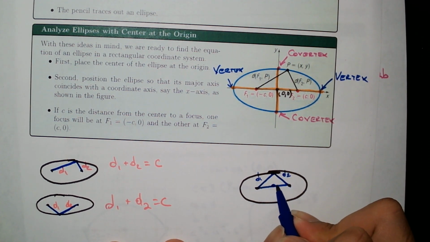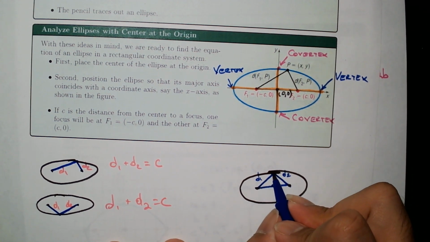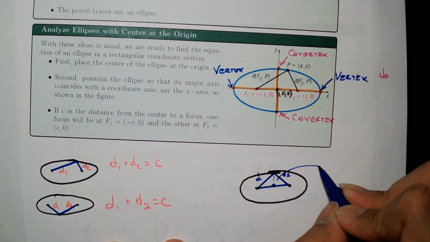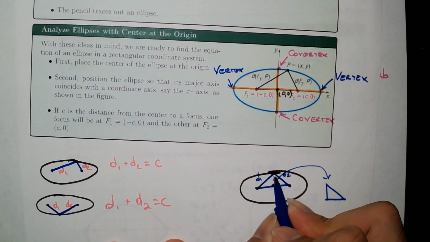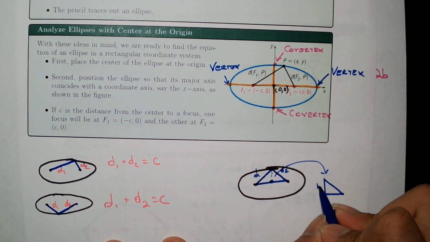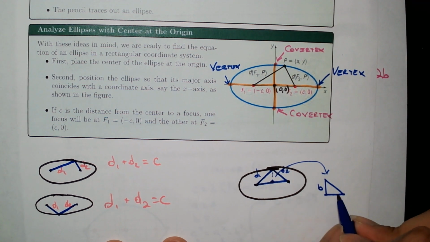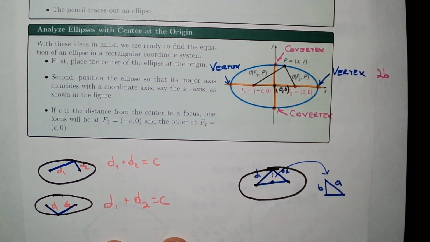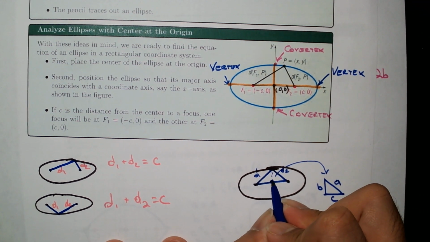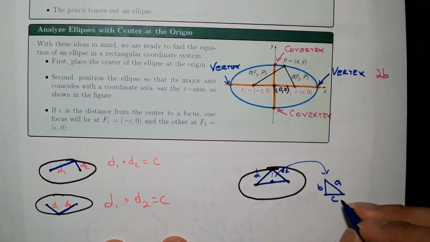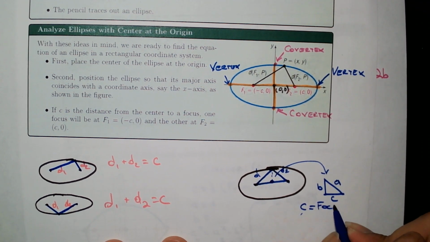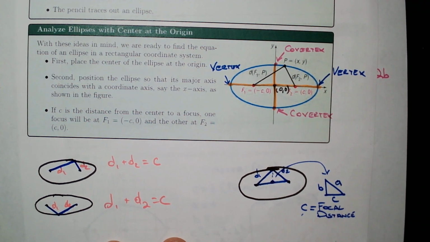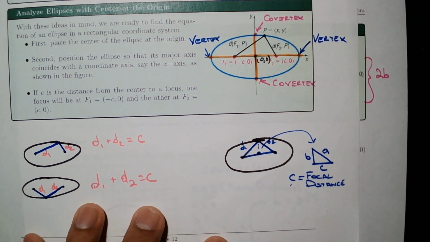what I'm going to do here is to take this triangle. The distance from the origin to the co-vertex, that's B. The other distance corresponds to A, and C will be the distance from the center to the focus, which is the focal distance. And we can use the Pythagorean theorem to find that focal distance.